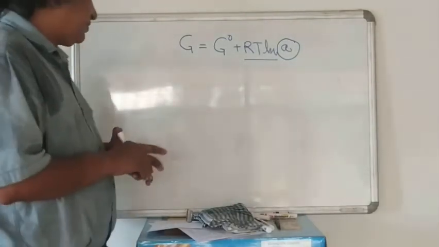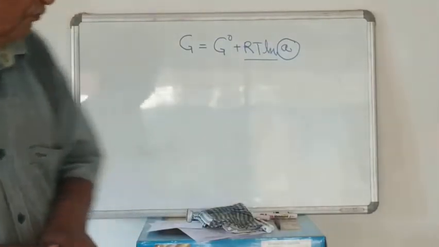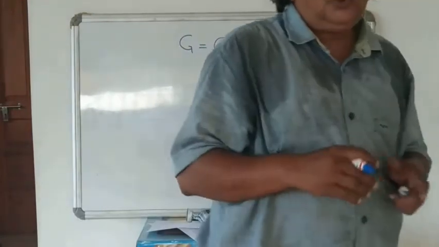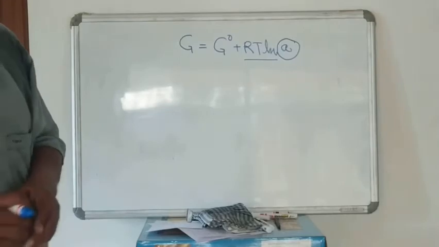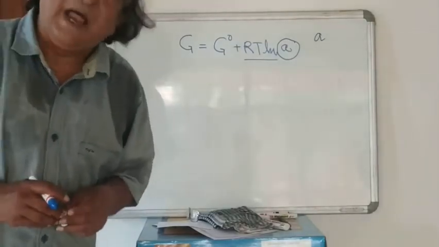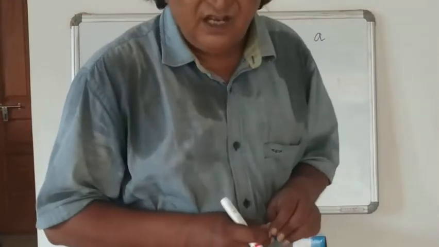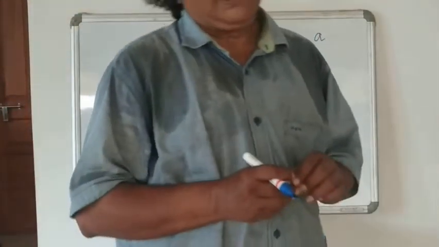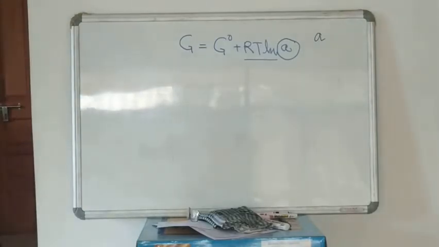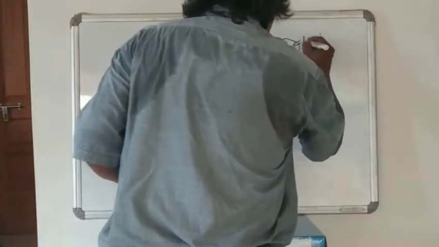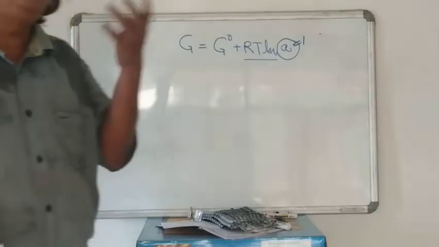Now, what is the difference between G and G0? Just before we go back, you know from your high school or your earlier years in physics and chemistry that the activity of a pure phase is equal to 1. And you also know the activity of an impure phase is less than 1. You know this, isn't it? Now, let us see what happens if we take this value of activity as equal to 1. It means I have taken a pure phase.